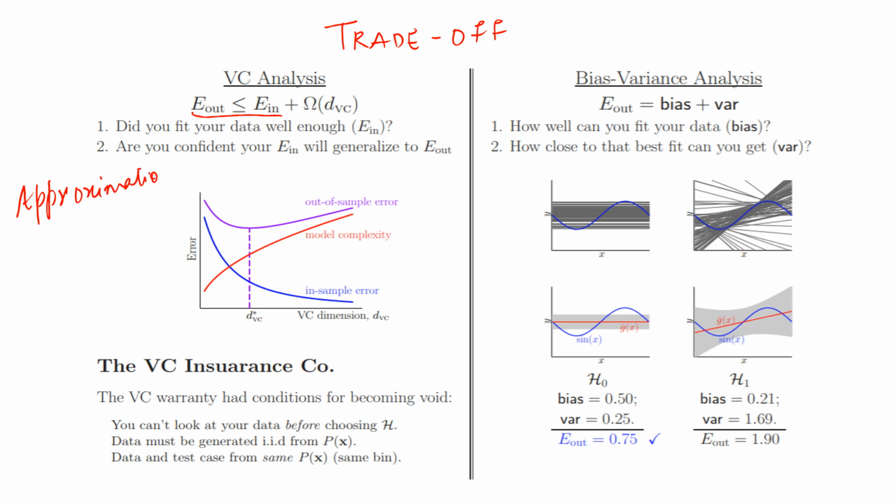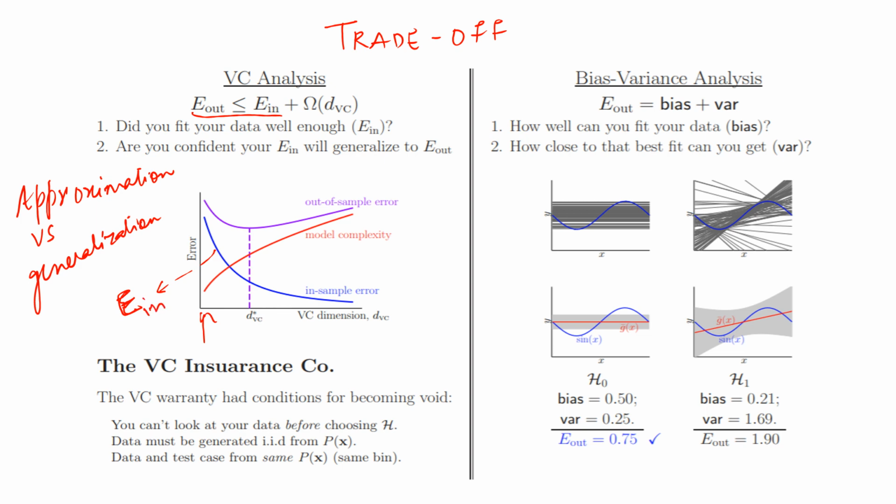Approximation versus generalization trade-off. So what's going on in this trade-off? Well, if my hypothesis set is too simple, so maybe a very low DVC somewhere here in this region, right? I will fail, maybe I will fail to approximate F well, right? And then I would end up with a huge in-sample error, which is this blue line showing me E in, right?